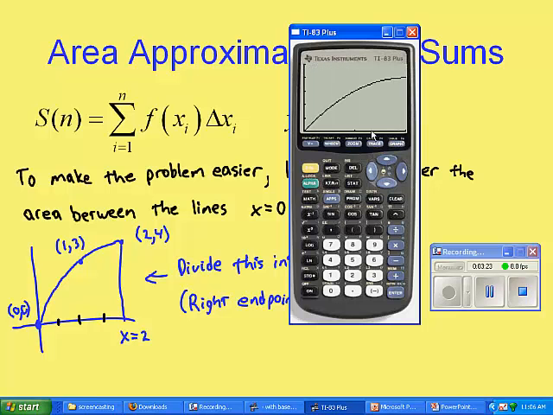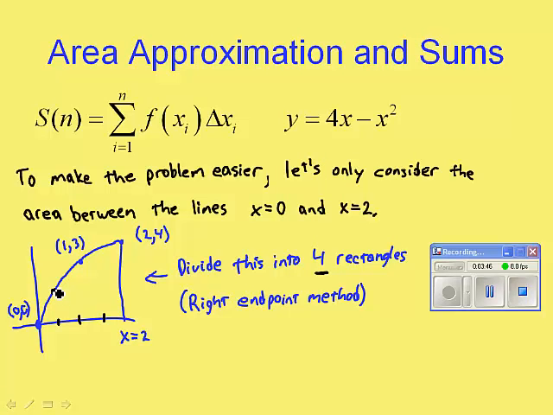Okay, so there's the graph, right? From 0 to 2. And now what I can do is evaluate some of these values at some of the points here. So I'm going to put in 0.5. And it shows me that when x is 0.5, y is 1.75. And I'm going to need that point. So when I come here, I'm going to put that point there. That is 0.5, 1.75. And then this point here is 1, 3. And that point there is 2, 4.